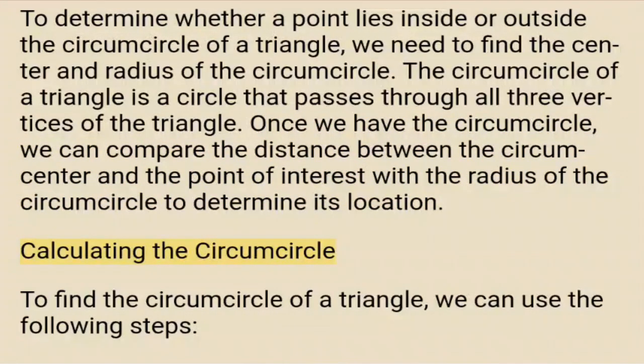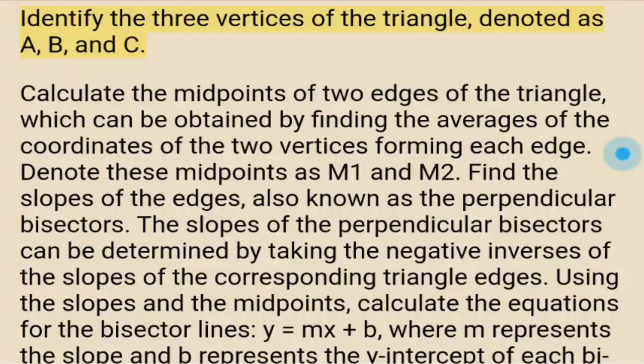Calculating the circumcircle. To find the circumcircle of a triangle, we can use the following steps. Identify the three vertices of the triangle, denoted as A, B, and C. Calculate the midpoints of two edges of the triangle, which can be obtained by finding the averages of the coordinates of the two vertices forming each edge. Denote these midpoints as M1 and M2.